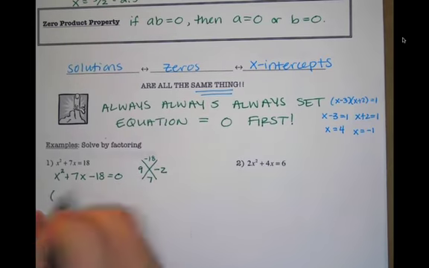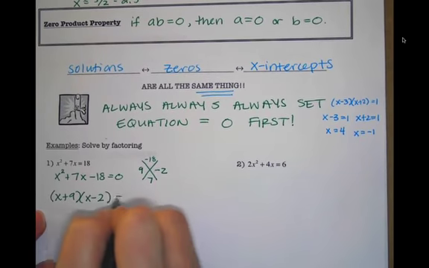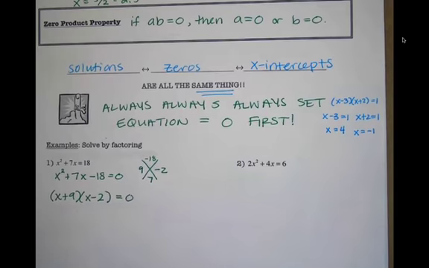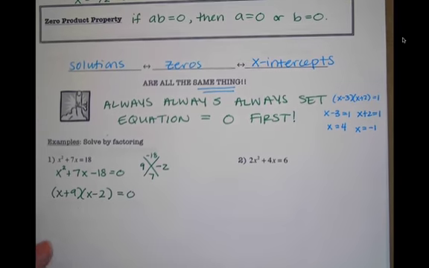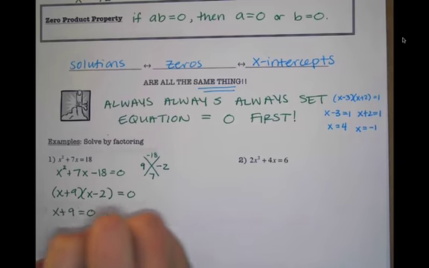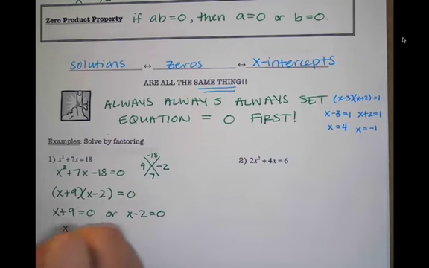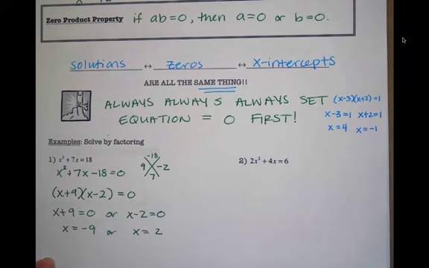So then this will factor to x plus 9 times x minus 2 equals 0. And because that is equal to 0, I can go ahead and use my zero product property. So I'm just going to set each factor equal to 0. So I could have x plus 9 equals 0 or x minus 2 equals 0. So then x equals negative 9 or x equals 2. Simple as that. Those are your solutions.